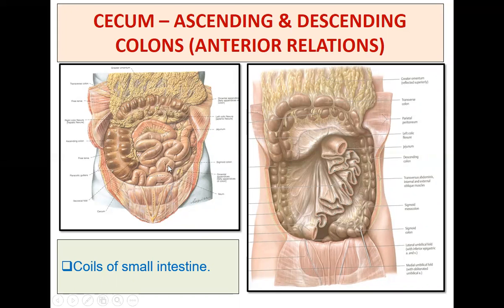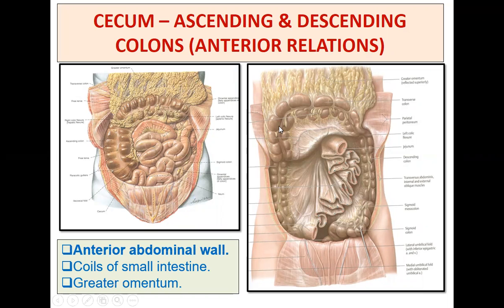Anteriorly, as we can see here, the whole of the abdomen is filled with the small intestine. So the coils of the small intestine will also cover the cecum and the ascending and descending colon. Here, the small intestine has been removed, so you can appreciate the ascending colon, descending colon, and the cecum. But with the coils of intestine, it will totally cover this anteriorly.